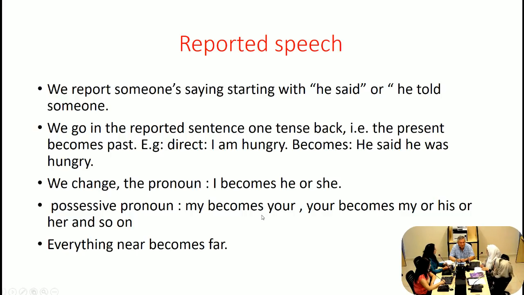We change the pronouns, as I told you before. I becomes he or she. The possessive adjectives: here, so that the students who are watching us don't say that I takes S, here we mean the pronoun I becomes he or she, and her or his. My becomes her or his, or your. So everything near becomes far.